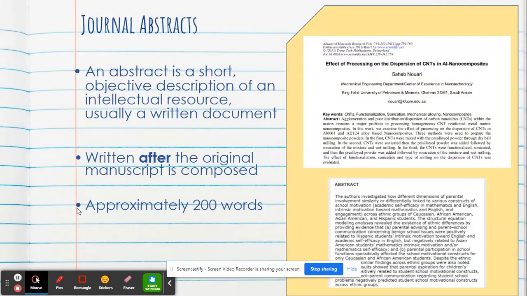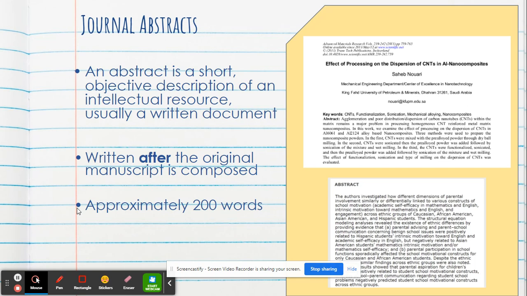new material. So, an abstract is a short, objective description of an intellectual resource, and it's usually going to appear in a written document. We as professors often assign these to get into good academic habits for if you're publishing and writing in the future. It is written after an original manuscript or article is composed and completed. It's going to be a short, bite-sized version of your paper.